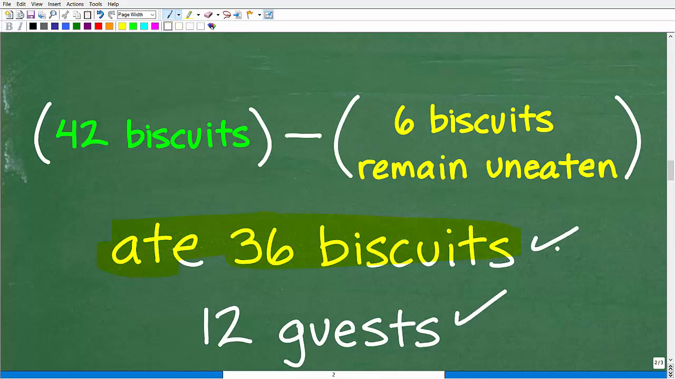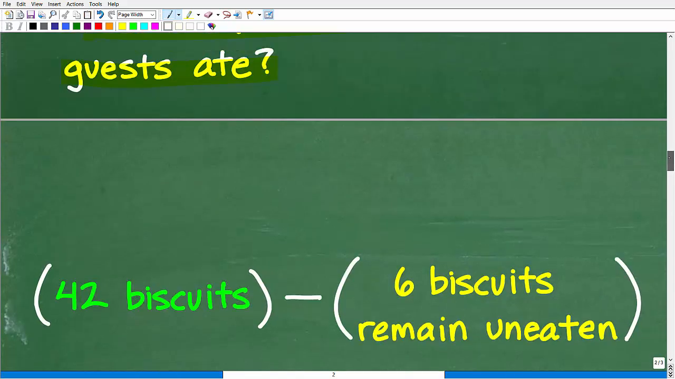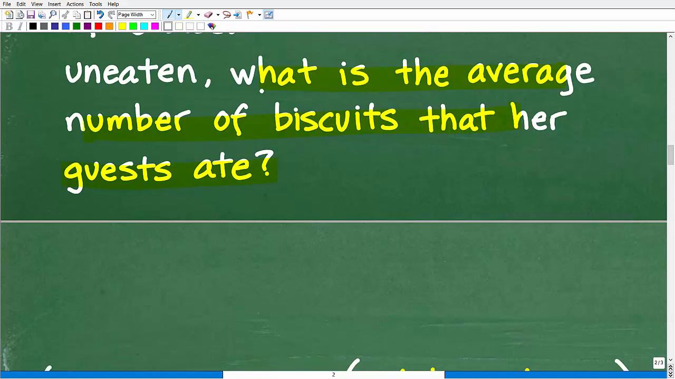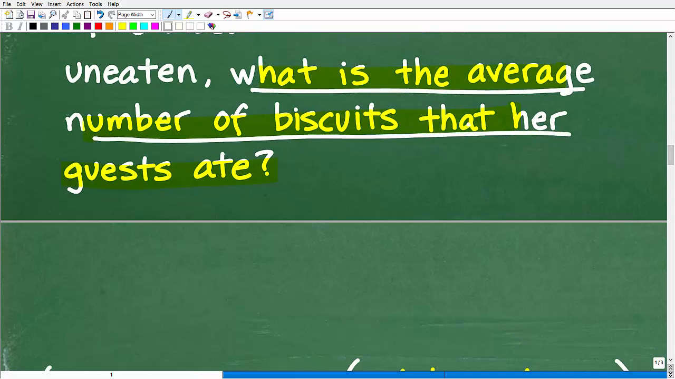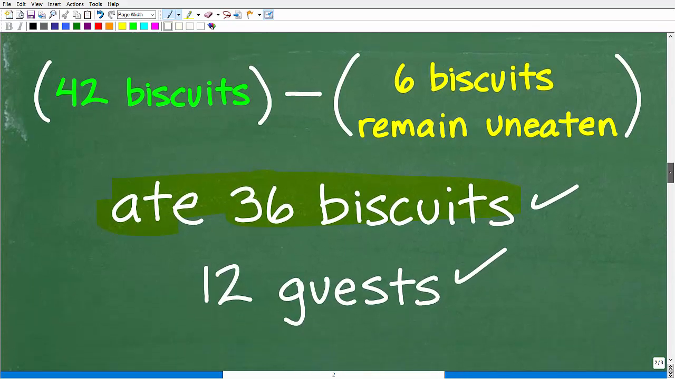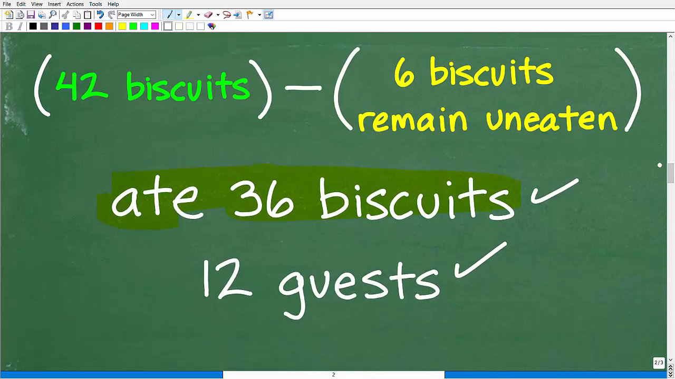All right, so they ate 36 biscuits. How many people ate them? 12 guests. And what is the question? Well, we have to go back over here, and the question states, what is the average number of biscuits that her guests ate? Now, the one thing about the average is this. The average doesn't tell you that every guest ate this exact amount, okay? It's just an average, right? So we don't really know that, but when we see the answer, it's going to seem pretty obvious. All right, so 36 biscuits were eaten amongst 12 guests. How many do you think on average each guest ate? Well, probably all of you already know the answer.